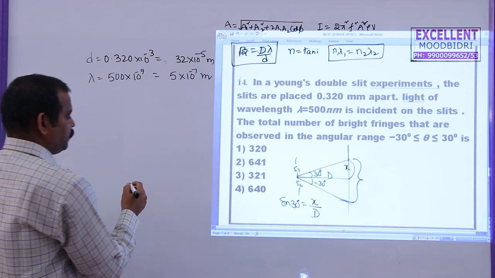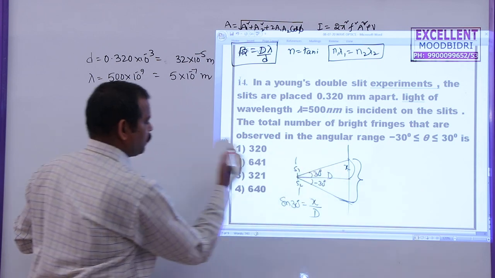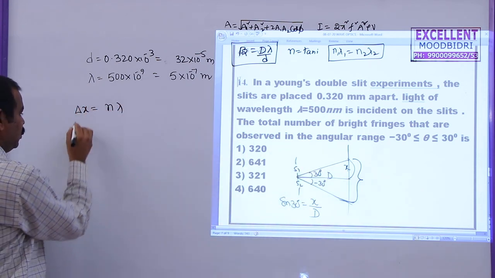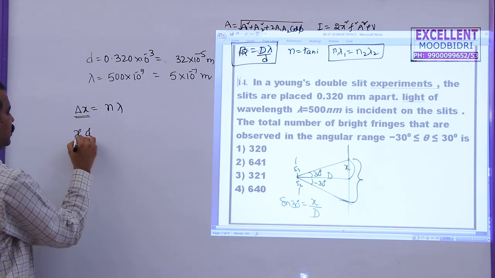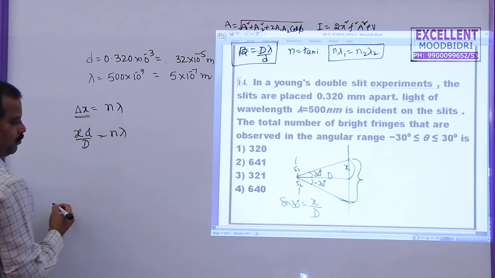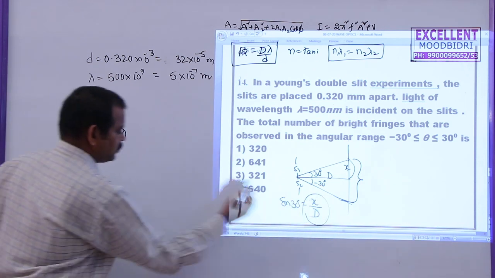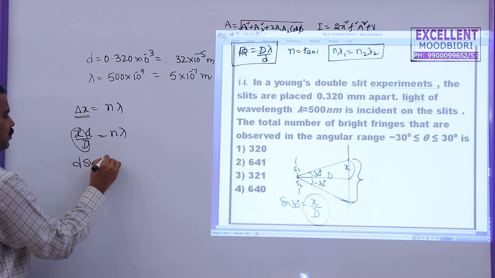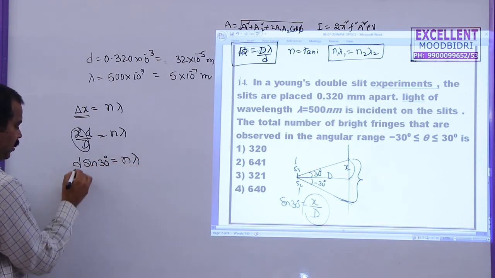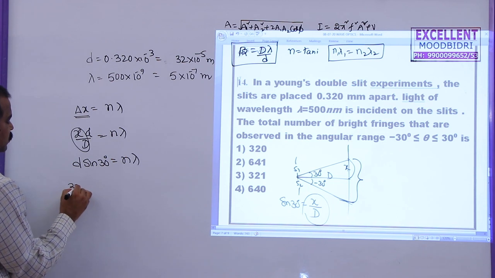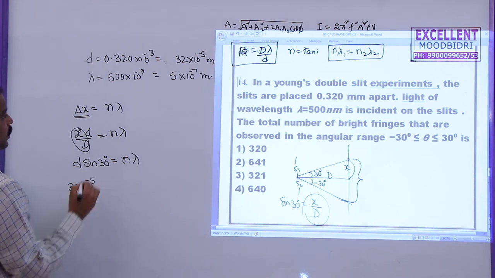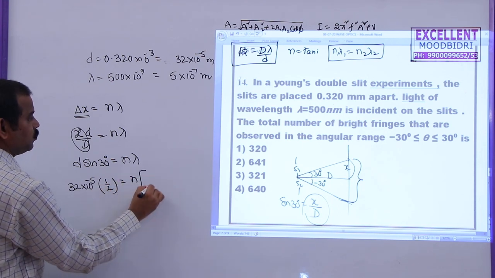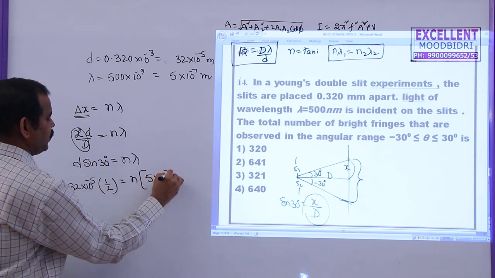What is the path difference for bright fringes to be formed here? We know delta x is equal to n lambda. What is delta x? x small d by capital D is equal to n lambda. What is x by D? That is sin 30. So d sin 30 degrees is equal to n lambda. We know the d value, that is 32 into 10 power minus 5 into sin 30, which is 1 by 2, equal to n into lambda, where lambda is 5 into 10 power minus 7.